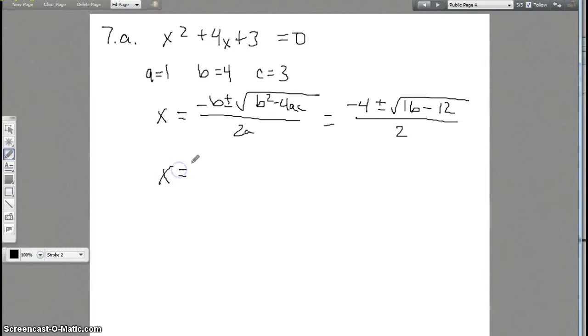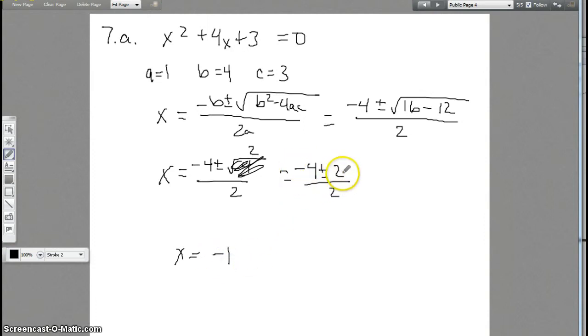So what we end up with here is x is equal to negative 4 plus or minus the square root of 16 minus 12. 16 minus 12 is 4. And all of that is over 2. The square root of 4 is 2. So this is really negative 4 plus or minus 2 over 2. So what are our two values for x? Our x is negative 4 plus 2, which is negative 2, divided by 2, and that's negative 1. And we also have negative 4 minus 2, which is negative 6, divided by 2, which is negative 3.